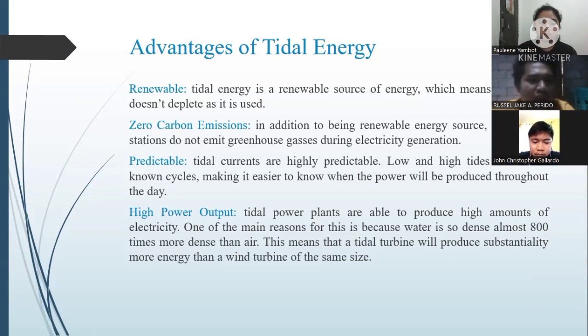And the predictable. Predictable: tidal currents are highly predictable. Low and high tides follow well-known cycles, making it easier to know when the power will be produced throughout the day.